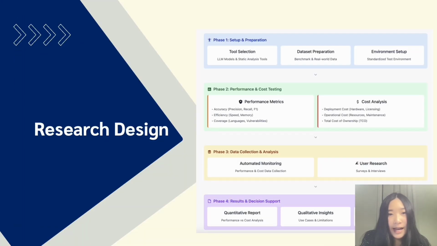To cover these gaps, our approach is to evaluate both methods across two dimensions, performance and cost. Performance will be evaluated based on accuracy, efficiency, and coverage. For example, accuracy will be tested using precision, recall, and F1 score. And for cost, we'll consider deployment and operational costs and total cost of ownership.